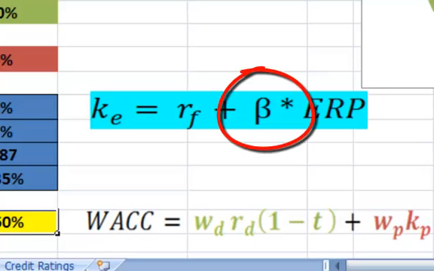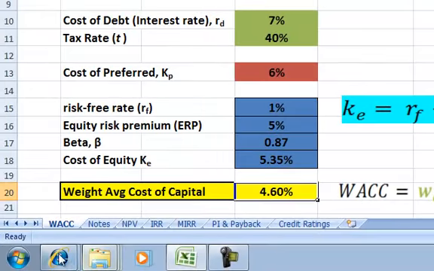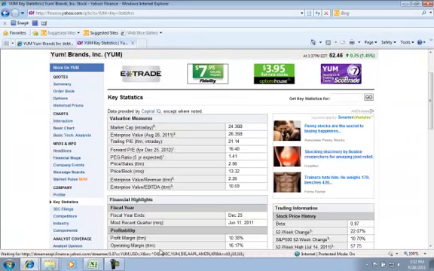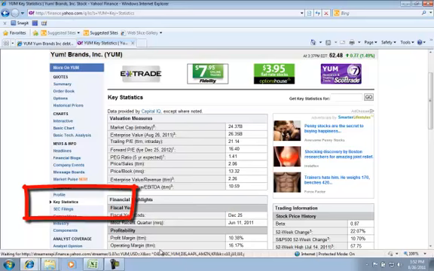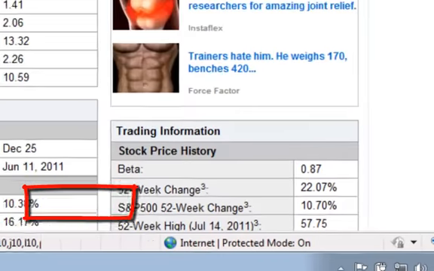Finally, the beta is just the slope of the stock as compared to some index. Generally, when I calculate my betas, I use the S&P weekly adjusted close for usually 3 years, and then do the same thing for the stock. But here, I'm going to go ahead and use 0.87. I obtained this by going to Yahoo, clicking on Finance, going to Yum Brands, going under key statistics, and here was the beta.